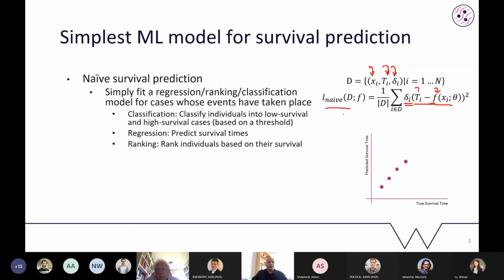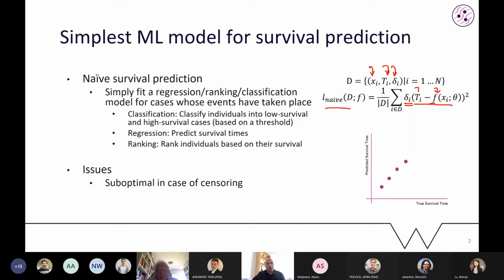You can do the same thing for classification. You can do the same thing for ranking, as long as you restrict to cases for which events have taken place. But what information are we throwing away? We are throwing away the information about cases that are still alive. So this naive survival prediction model would be suboptimal, as I would say, in case of censoring, because those cases that have not died yet are also informative. And we should be able to use that information in building our model.